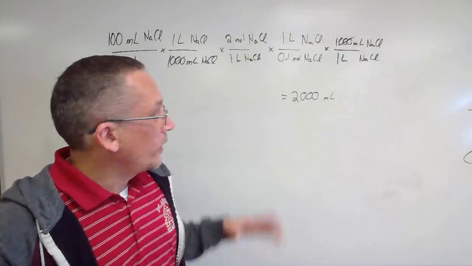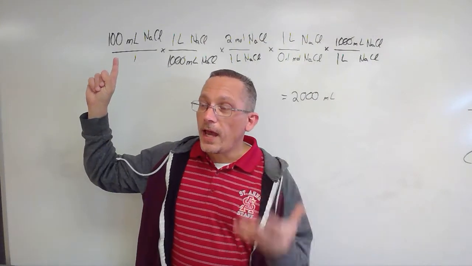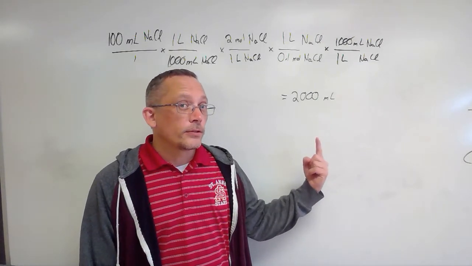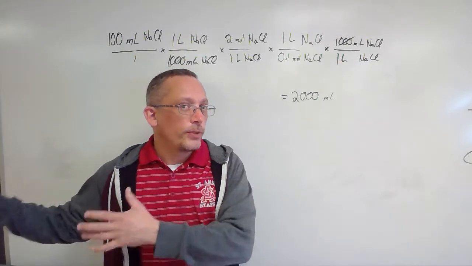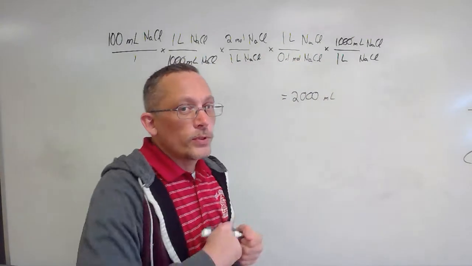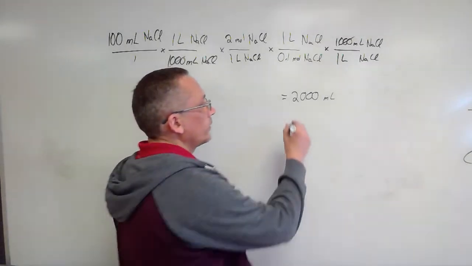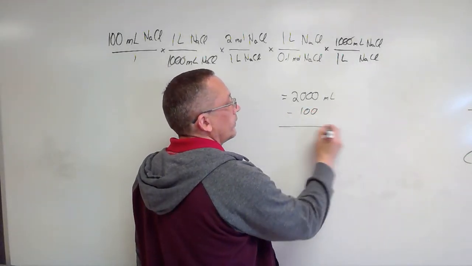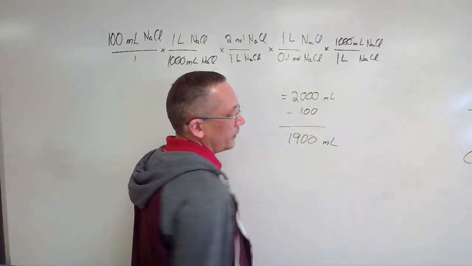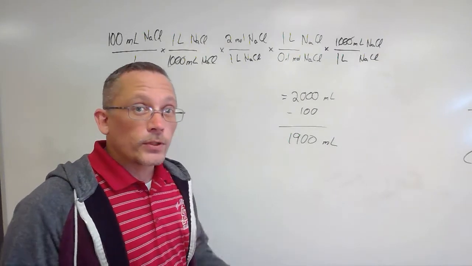So now to answer this question, we have to keep in mind, originally we already had 100 and we needed to go up to 2,000. So how much water should be added? It's pretty simple. We just subtract, right? So we started with 100 and we wanted to go up to 2,000. So I'm going to add 1,900 milliliters.